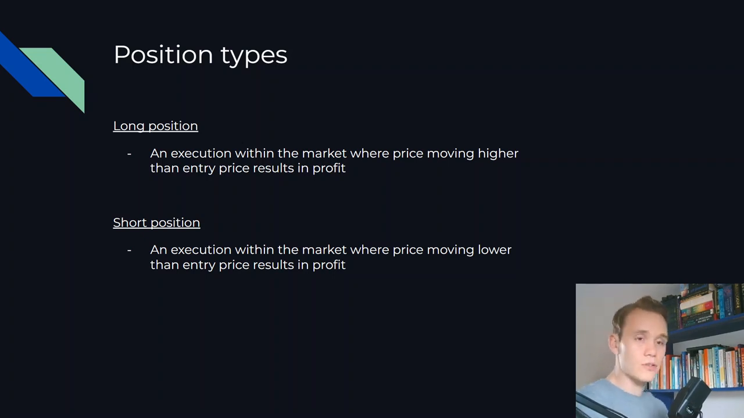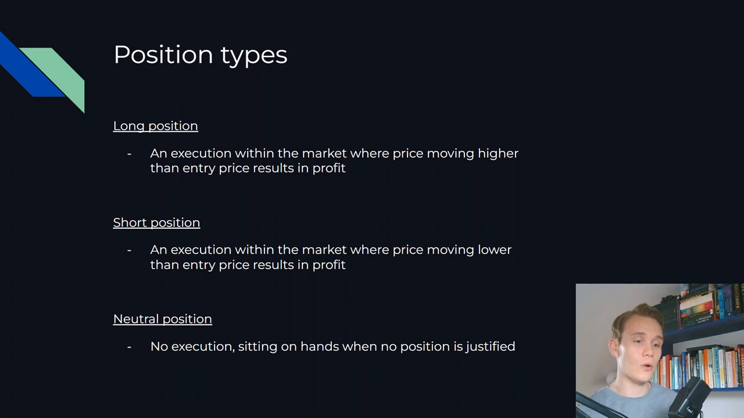So moving on now to the third and final position type, which I believe is arguably the most important position type that a trader needs to understand and know when to utilize as a tool, and that is a neutral position, and that is no execution. It is sitting on your hands when there is no position that is justified in the markets. Knowing when to execute in the markets is one thing, but knowing when not to execute is a completely different skill in itself, and in my opinion is what separates the good traders from the bad traders.